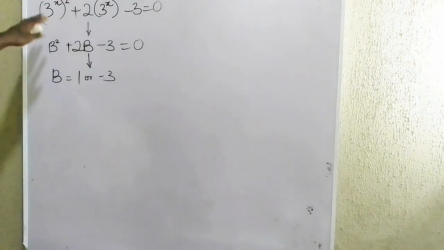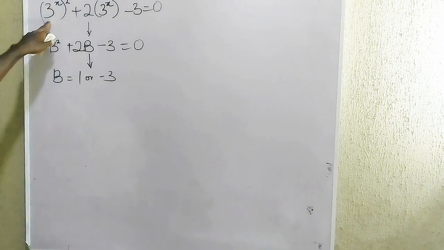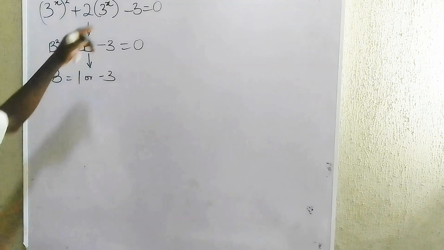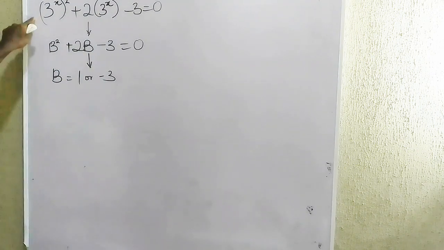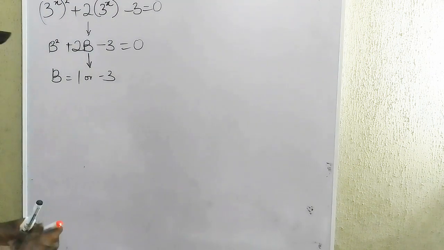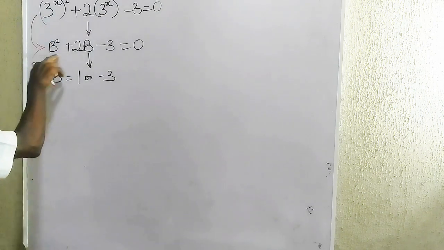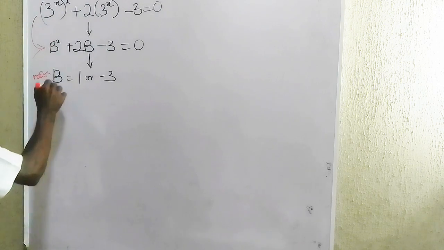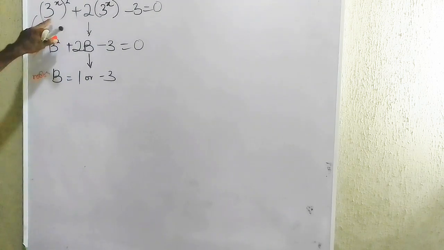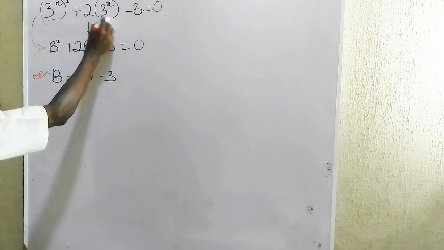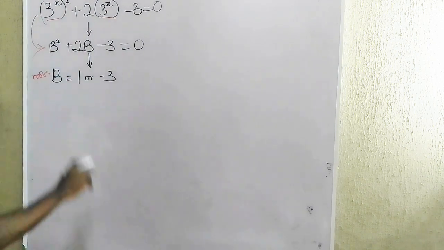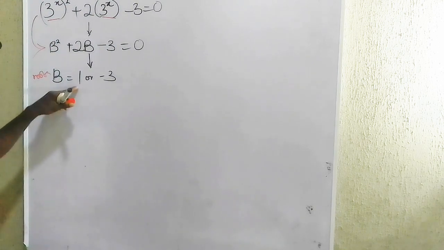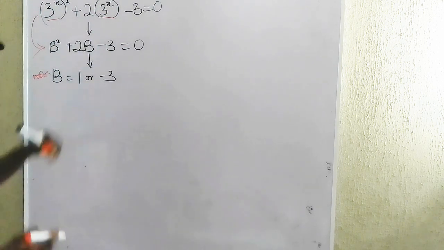Now, we started with this, it's an exponential equation. The intention was to find the value of x. But in order to do this, we first walked from here, being an exponential equation, and then derived a quadratic equation out of it. And then we found the roots of the quadratic equation. But what we did first was to represent this part and this part with an alphabet, b. Now, after solving the quadratic equation, we arrived at b equals 1 or minus 3.